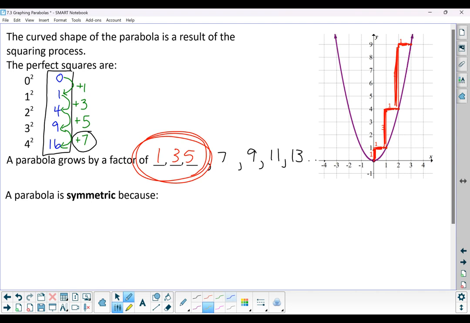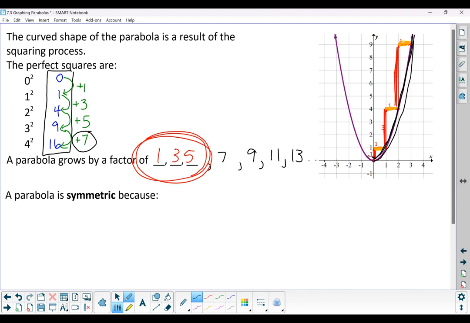Now notice that each time I just went over 1. So we say we go up 1 over 1, up 3 over 1, up 5 over 1. And because the amount that we're going up is changing each time, it's giving it this curved shape.